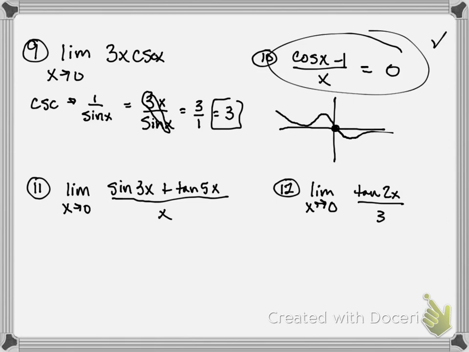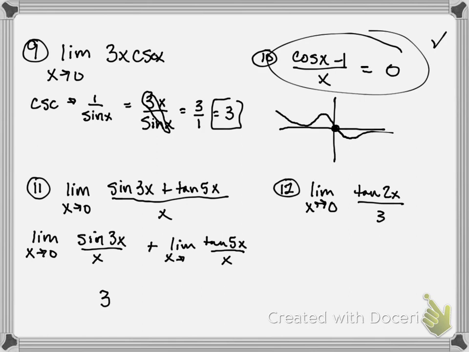Number 11. So what I'm going to do on number 11 is I'm going to split it up into 2 pieces. So we have the limit of sine of 3x over x, plus the limit as x approaches 0 of tangent of 5x over x. So again, we know from earlier that it just goes to these coefficients. So sine goes to 3 over 1, or just 3, plus tangent is also the coefficients as well. So this is just a 5. So this limit is going to approach 8. And again, you can verify this in Desmos on your graphs.